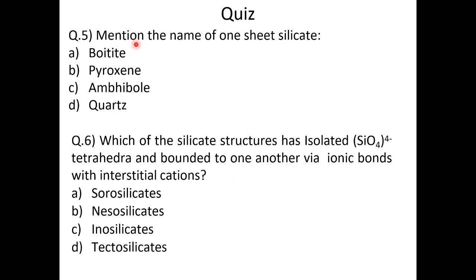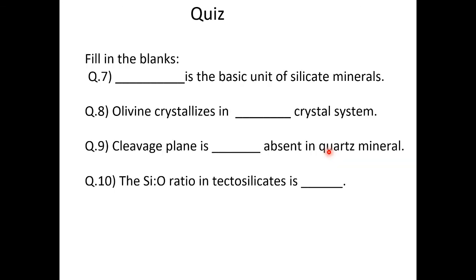Next question is, mention the name of one sheet silicate. I have given so many examples of minerals within the particular silicate structures, so which one of them is a sheet silicate? Next question is, which of the silicate structures has isolated tetrahedra bound to one another by ionic bonds with interstitial cations? Isolated tetrahedra, so you can easily answer, because one of the silicates has isolated tetrahedra.